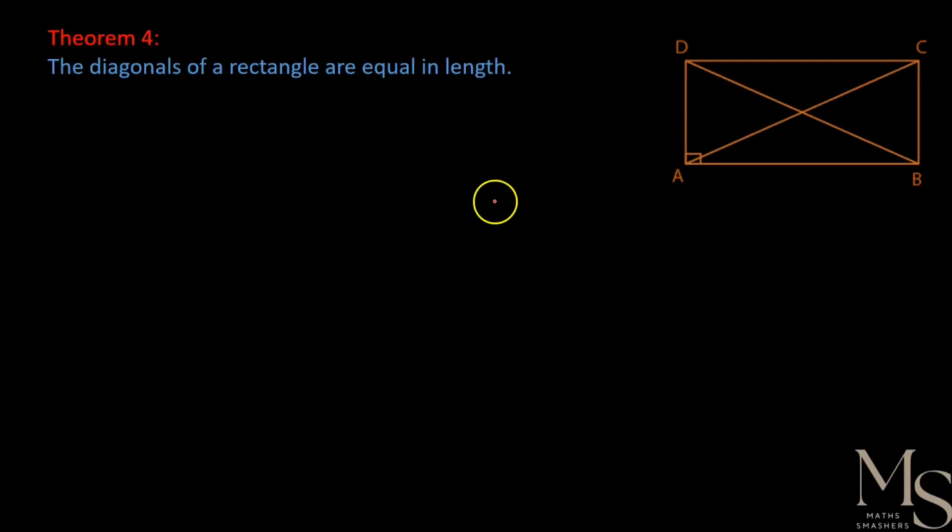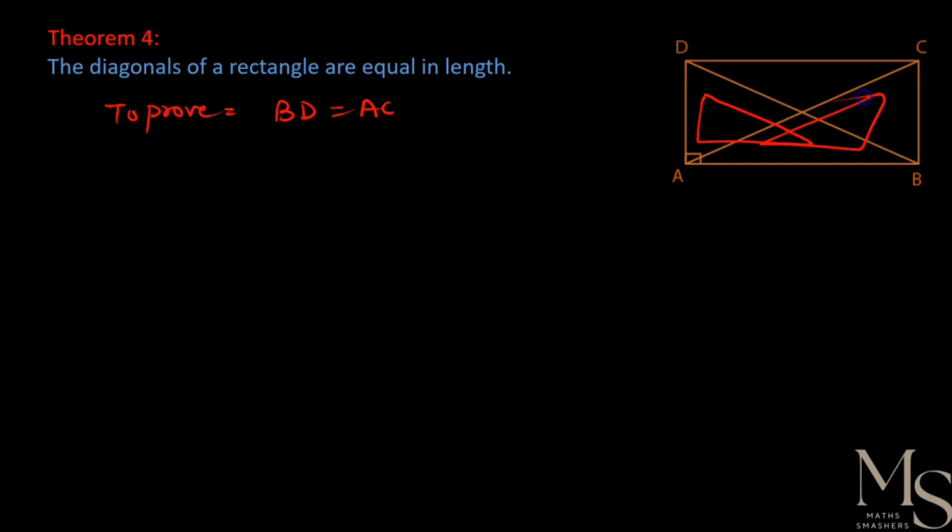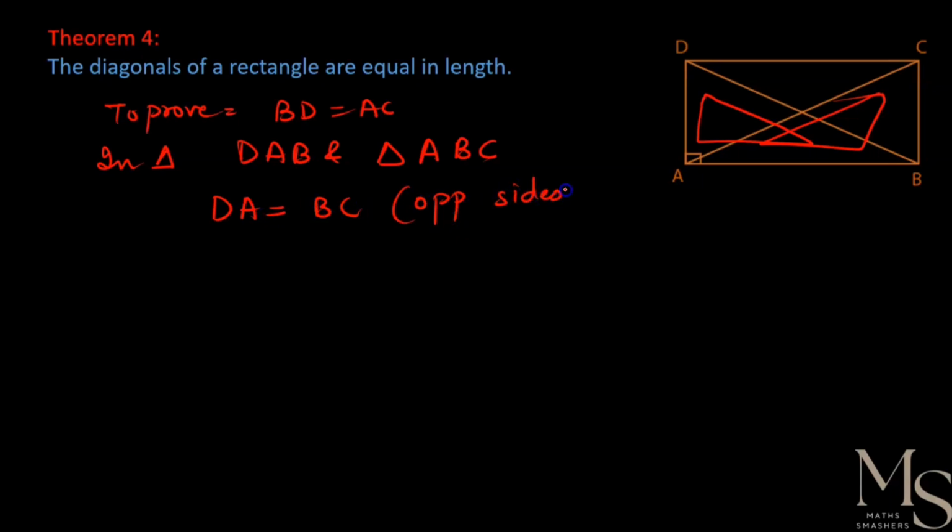So what we have to prove is that the diagonals are equal, that means BD is equal to AC. This is what we have to prove. As you can see, these two diagonals belong to these two triangles, right? So we can take triangle DAB and triangle ABC. You know that DA is equal to BC because opposite sides of a rectangle are equal.